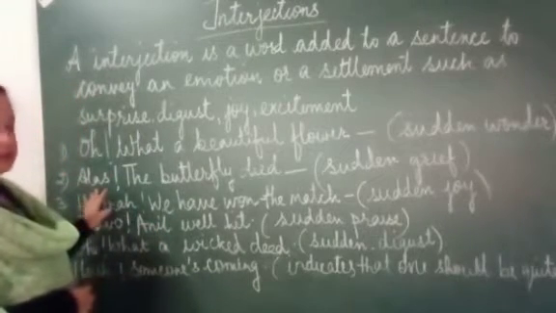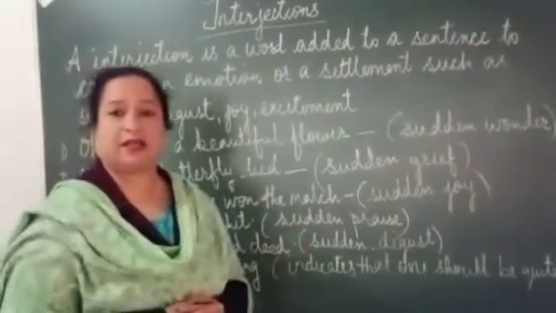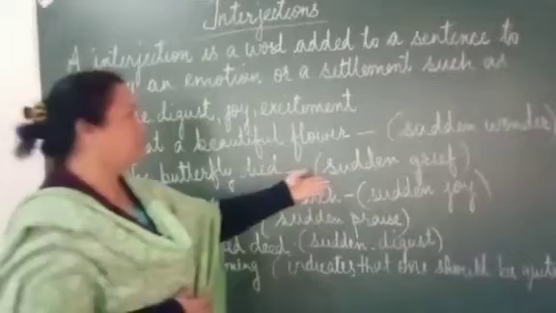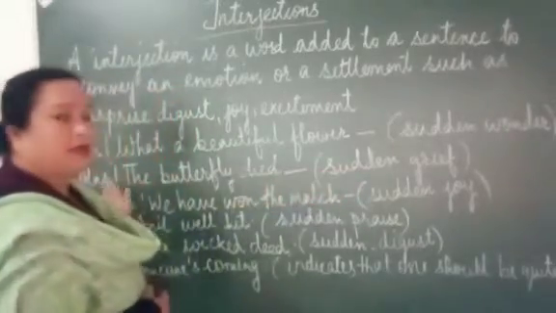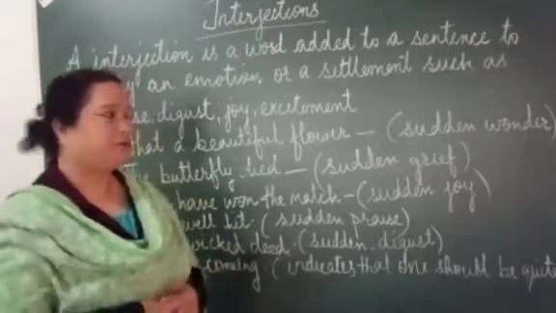Next, alas, the butterfly died. Now that means I am sad, I am sorry, I am very shocked. Now, sudden grief. What does alas tell us about? It explains a sudden grief.